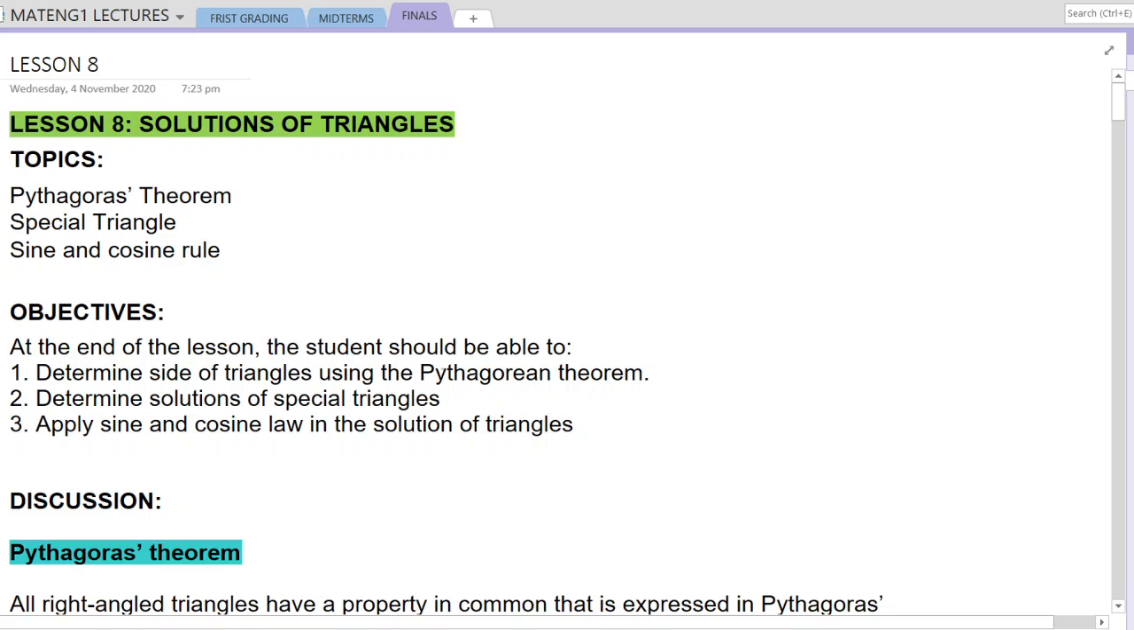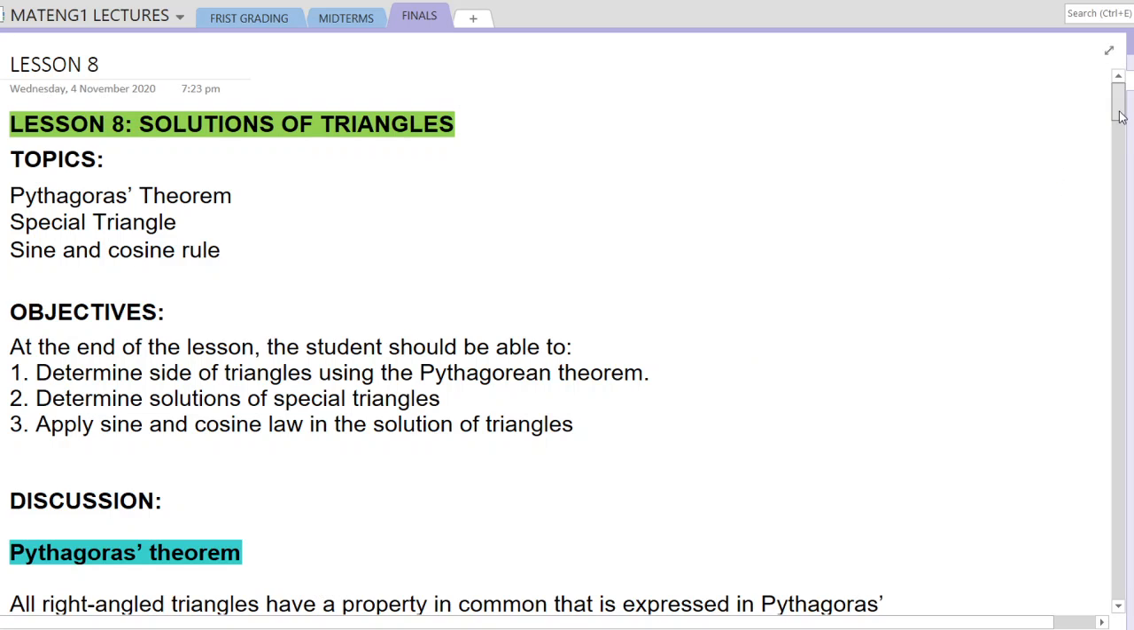Okay, so the objectives for this: at the end of the lesson, the student should be able to, first, determine sides of triangles using the Pythagoras theorem or the Pythagorean theorem. Second, to determine solutions of special triangles like the right angled isosceles triangle and the concept of the half equilateral. And third, to apply the sine and cosine law in the solutions of triangles.